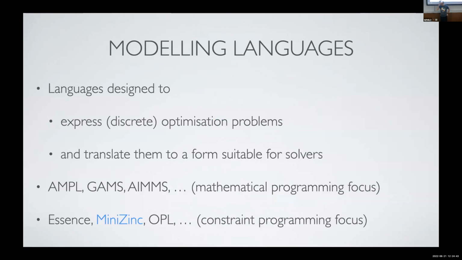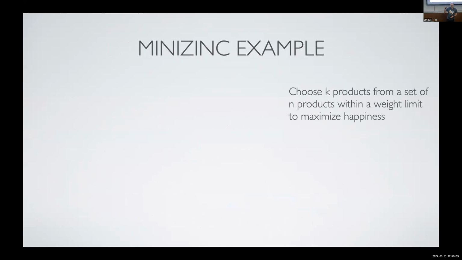Just a brief overview of modeling languages, because that's the context we're in. In a modeling language, we can express optimization problems, and we will focus on discrete problems, because we're talking about integers. We can translate those models into a form that's suitable for an algorithm to solve. There are many examples of modeling languages from the MIP community, like AMPL, GAMS, and so on. From the constraint programming community, we have Essence, MiniZinc, and OPL, which originally came more from the constraints point of view. We're going to use MiniZinc in this talk.